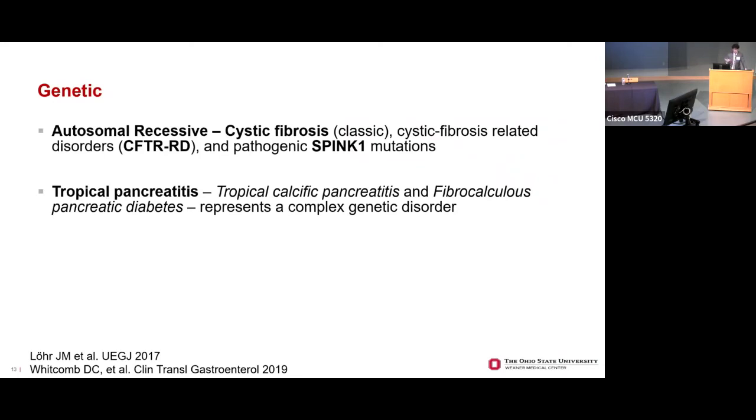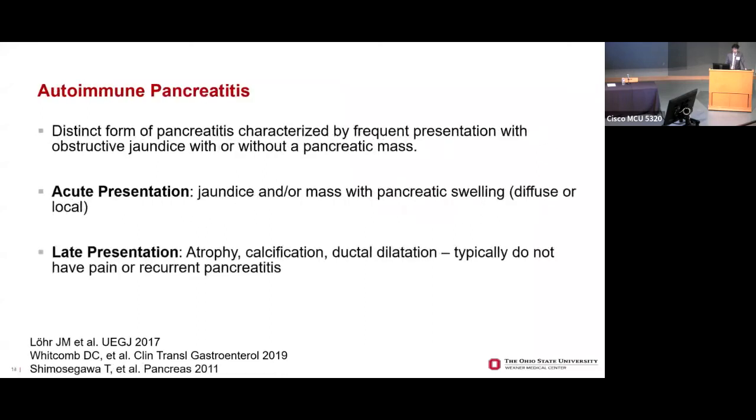And the two typical phenotypes that we see are tropical calcific pancreatitis and fibrocalculous pancreatic diabetes. And then autoimmune pancreatitis is really a distinct form of pancreatitis that's characterized by frequent presentation with obstructive jaundice, with or without a pancreatic mass. So in those patients who have an acute presentation of autoimmune pancreatitis, they'll typically present with jaundice and/or mass with pancreatic swelling, and the swelling can be either diffuse or local.